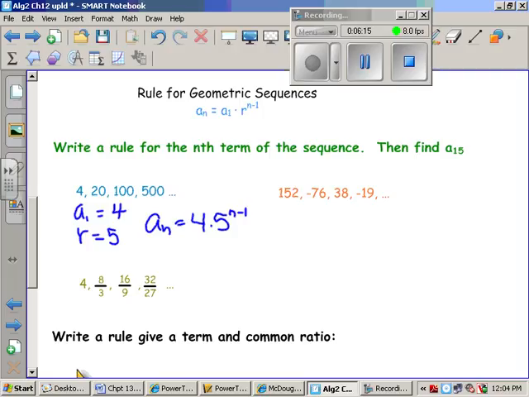That's it? Yep. I know, it's easy. Minus 5? 5. It's r. Yep, it's just r.